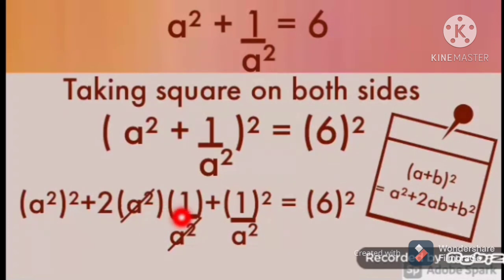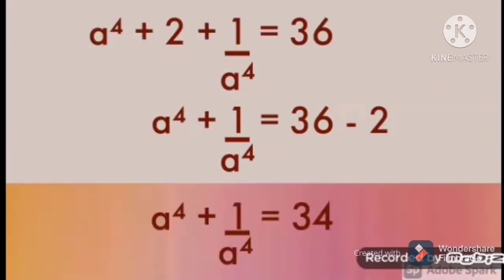Here a square and 1 by a square will be cancelled out, and after opening the brackets, we get a4 plus 2 plus 1 by a4 is equal to 6 square, which is 36. Now we take 2 to the other side. Here the sign of 2 is positive, so when we take 2 to the other side, its sign will be negative and it will be subtracted from 36. So 36 minus 2 will be equal to 34, and this is the result which we had to prove. a4 plus 1 by a4 is equal to 34. This is the required result.